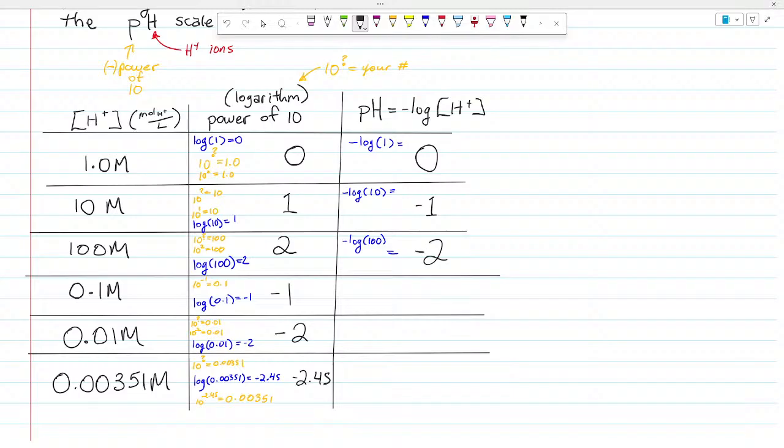And I'm not going to keep writing it. What will the negative log of 0.1 be? Instead of -1, it'll be positive 1. Instead of negative 2, the negative log of 0.01 molar will just be positive 2. And the negative log of 0.00351 will be positive 2.45.